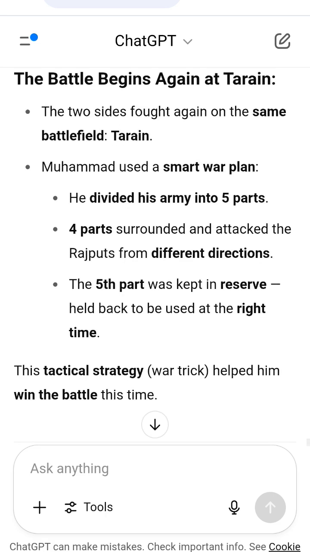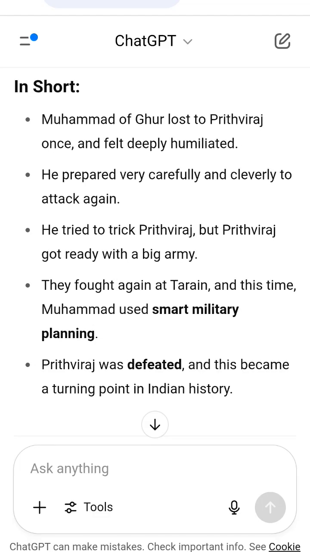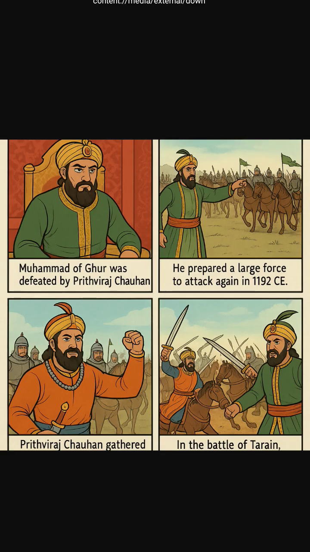In short, Muhammad of Ghur lost to Prithviraj once and felt deeply humiliated. He prepared very carefully and cleverly to attack again. He tried to trick Prithviraj, but Prithviraj got ready with a big army. They fought again at Tarain, and this time, Muhammad used smart military planning. Prithviraj was defeated, and this became a turning point in Indian history.